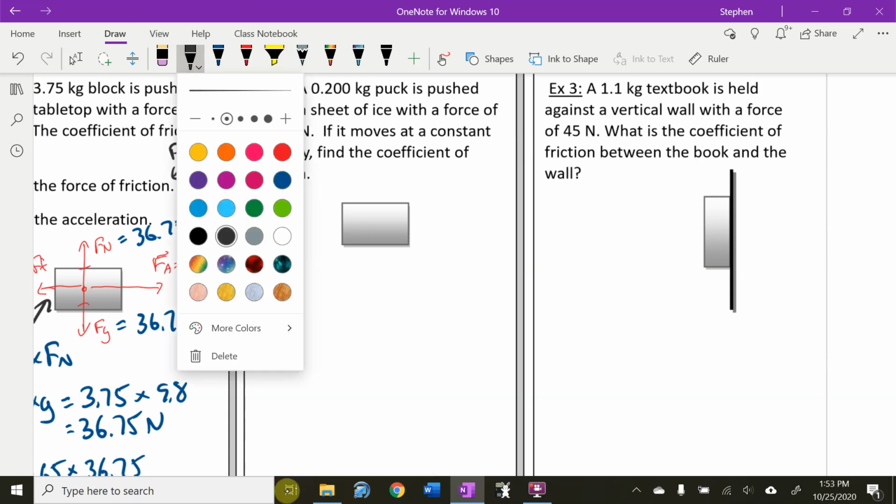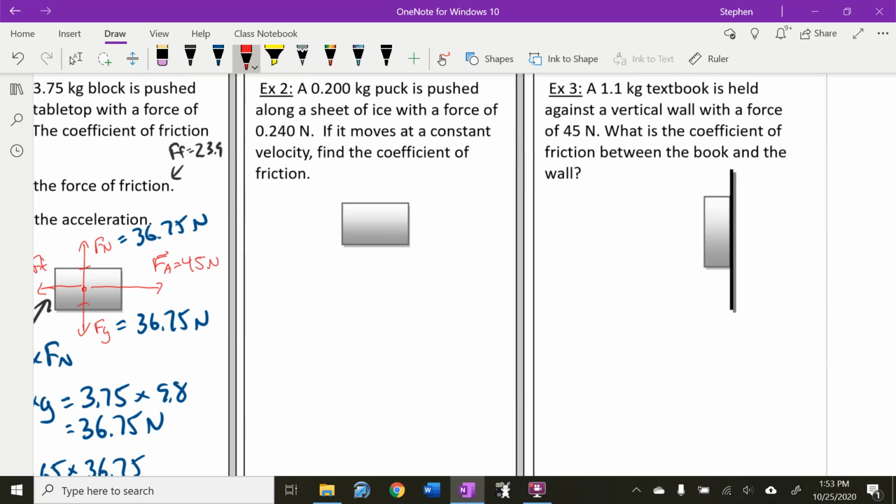Okay, so I'm going to go ahead and give us our free body diagram here. Hopefully you have solved these on your own. We've got the normal force and the gravitational force. Because we know it's not accelerating up or down, we know those two must be equal. Now, it's being pushed along a sheet of ice with a force of 0.24 newtons, and this is going to be our applied force.